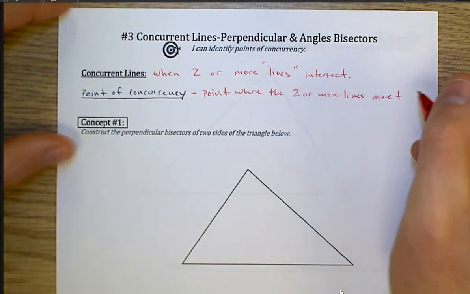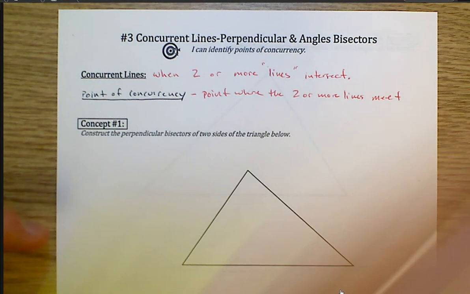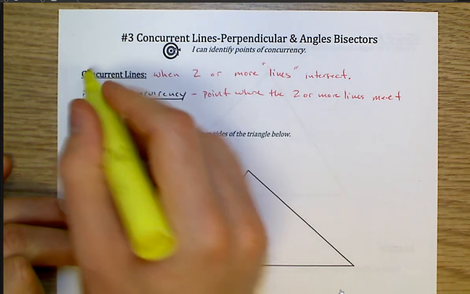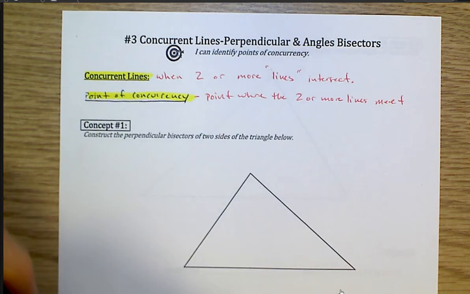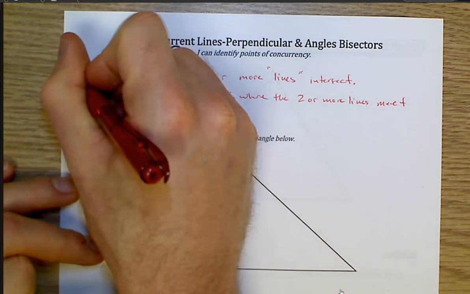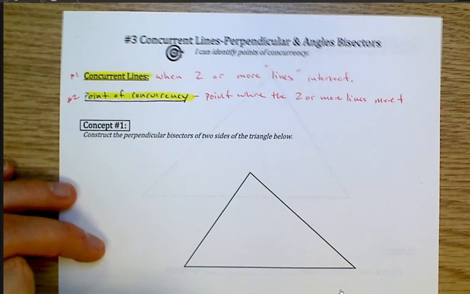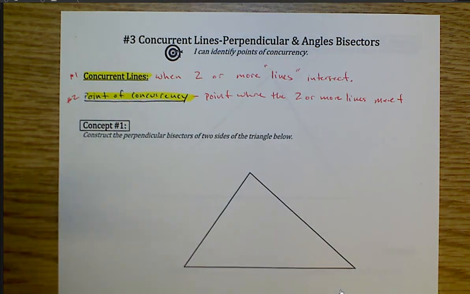Okay? So if we're doing vocab words here, this is vocab word number 1. This is vocab word number 2. And you can kind of keep track here. I'll kind of keep track on the side. So concurrent lines are when two or more lines intersect, and the point of concurrency is actually where they meet, and I'll keep referring to them.